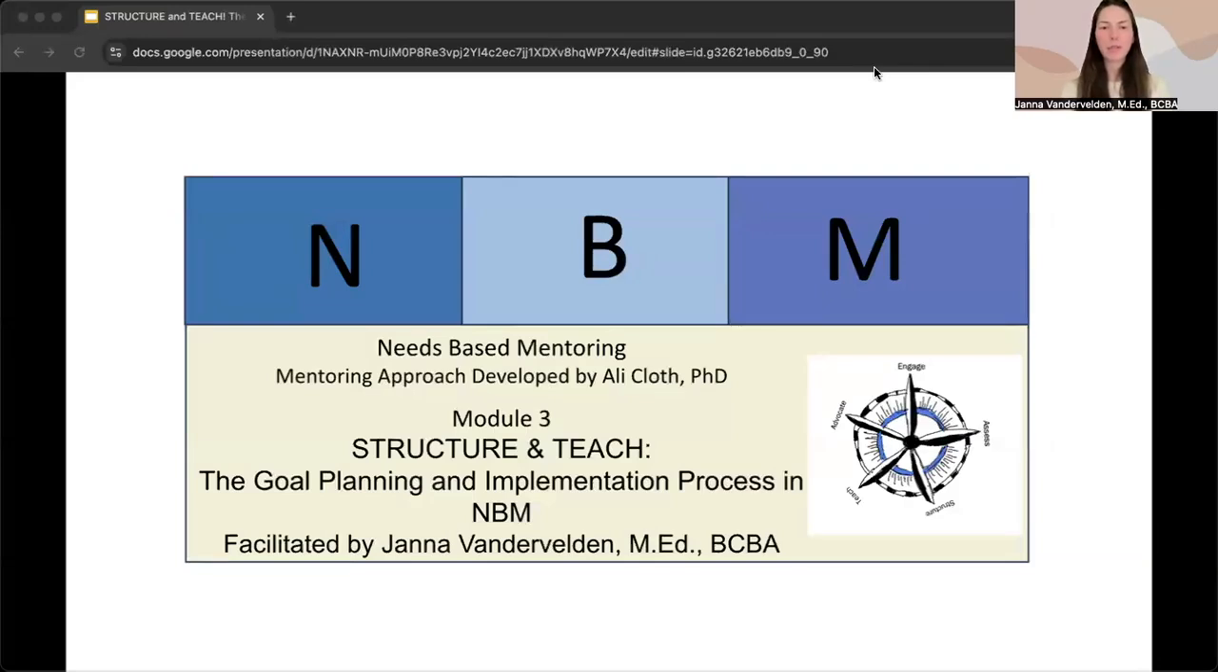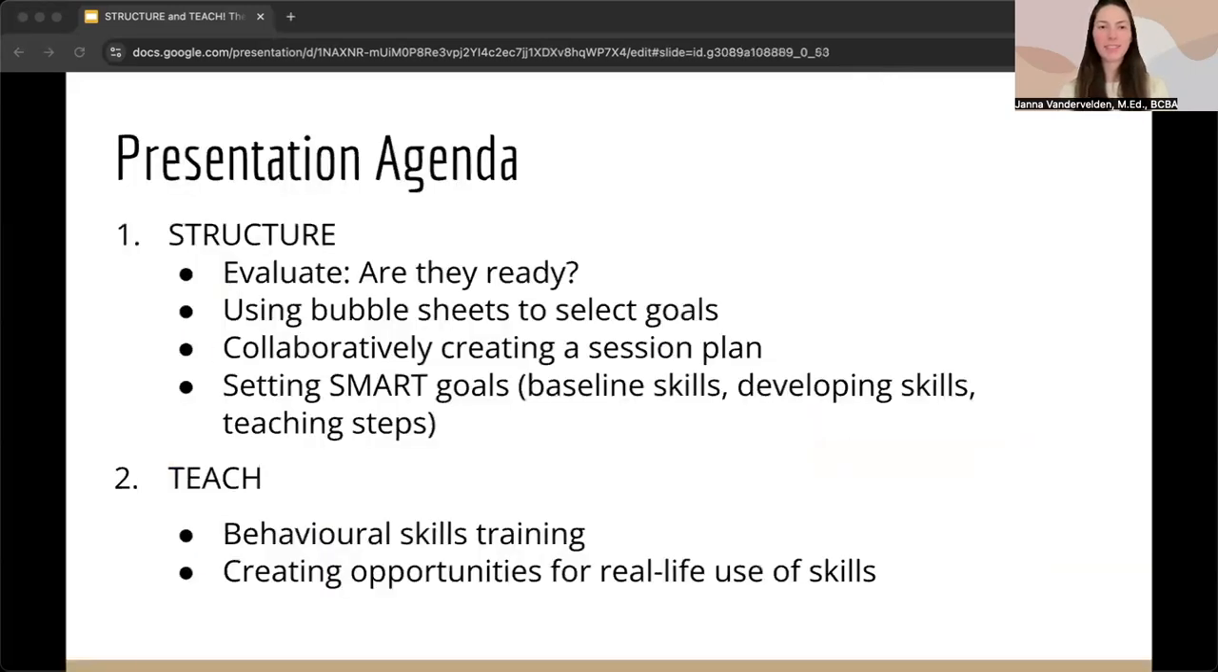My name is Janna Vandervelden, and I'm excited to dive into the process of goal planning and implementation in needs-based mentoring. As previously covered, needs-based mentoring consists of 5 elements: engage, assess, advocate, structure, and teach. In this module, we will be looking more closely at structure and teach.